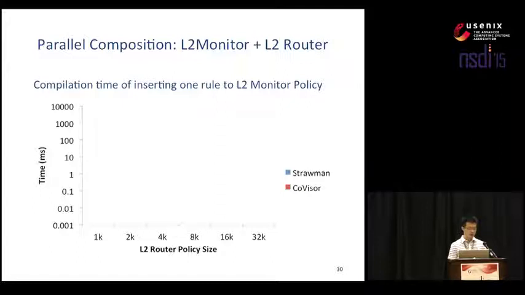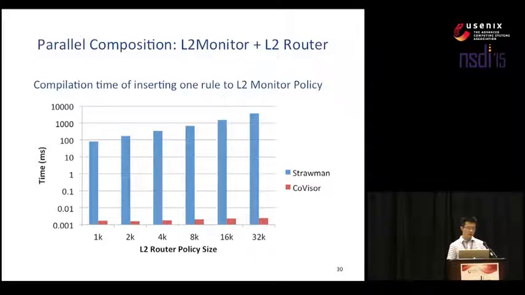From the result, we can see that the Strawman solution, which assigns priorities naively from top to bottom by a decrement of 1, takes hundreds or even thousands of milliseconds to recompile the policy, because every time it receives a rule update, it has to recompute the policy from scratch. In contrast, CoVisor only takes a few microseconds to recompile the policy, because it only has to consider the new rule.